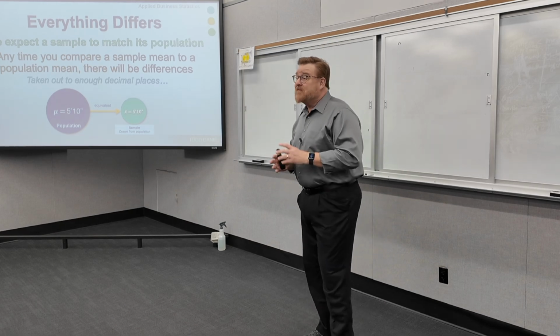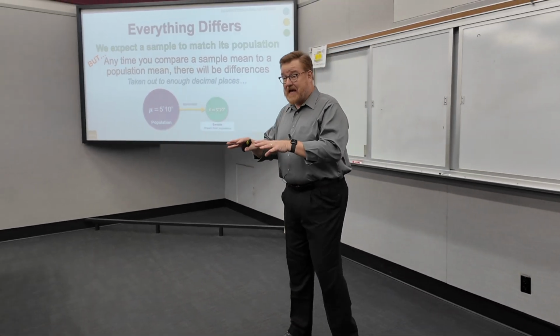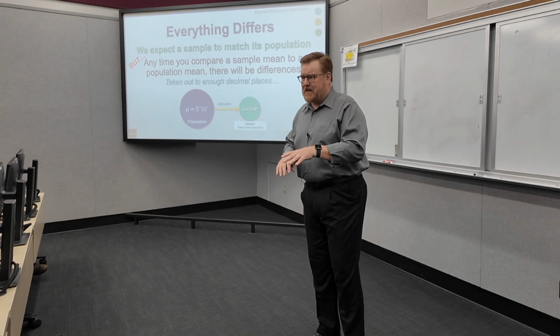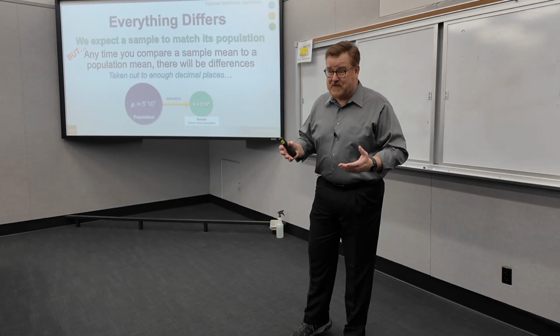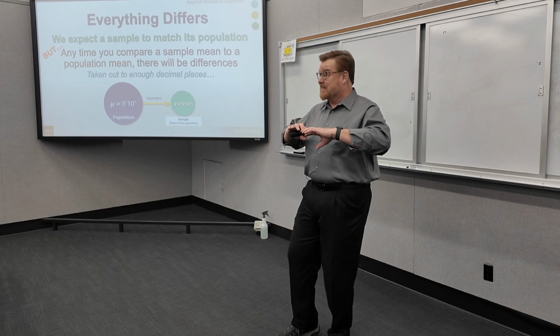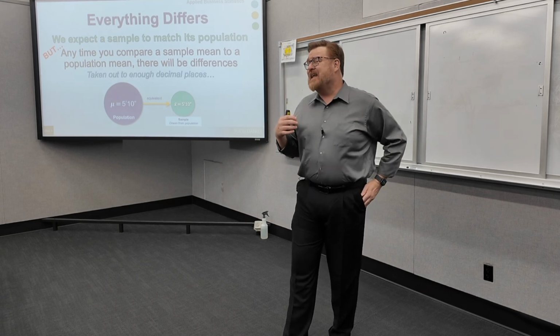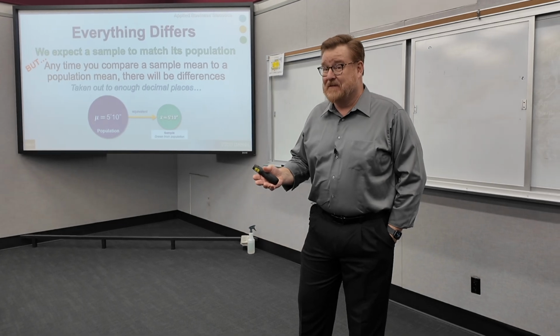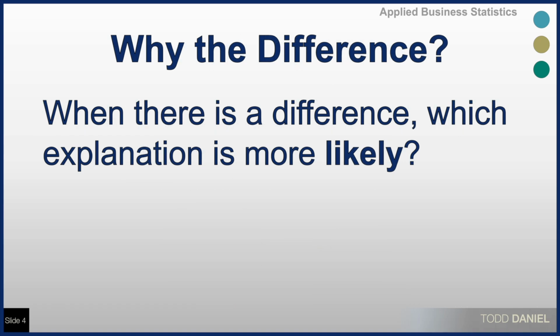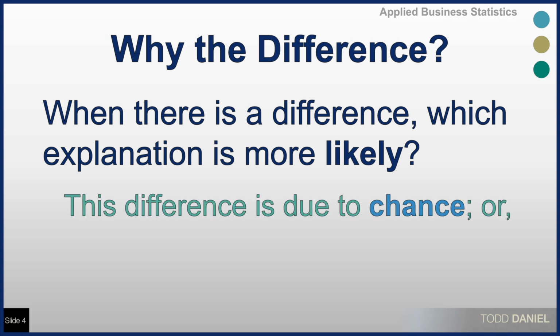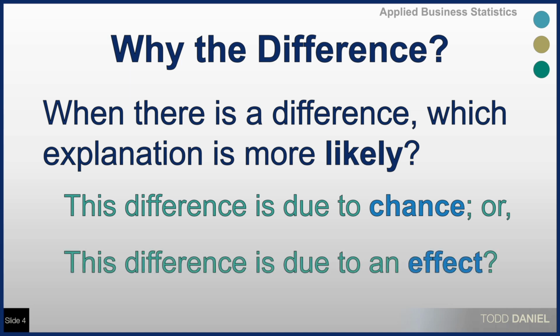So here's the thing. Even though we expect that the sample mean and the population mean will be the same, we know that the sample mean and the population mean will be different. However, most of those differences are not due to anything changing in the sample in reality. It's just random chance that explains why the means are different. So anytime you have a difference between a sample and a population mean, you need to explain why that difference exists. And most of the time it's going to be random chance. That explains why the sample mean and the population mean are different.